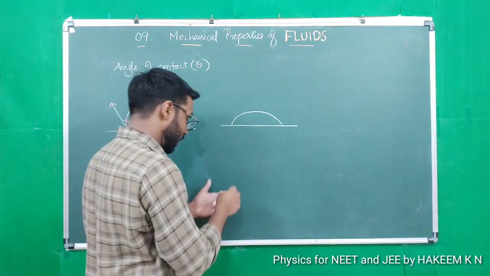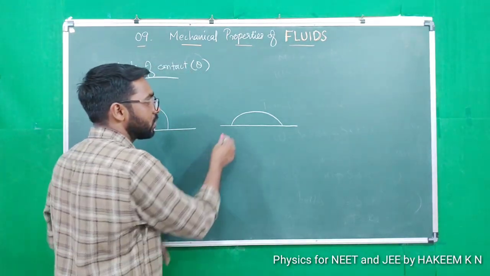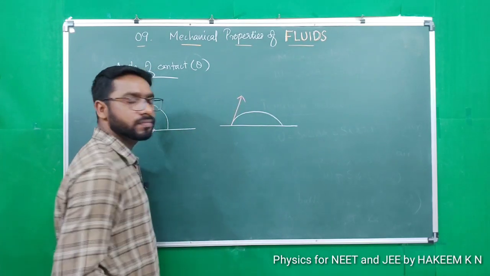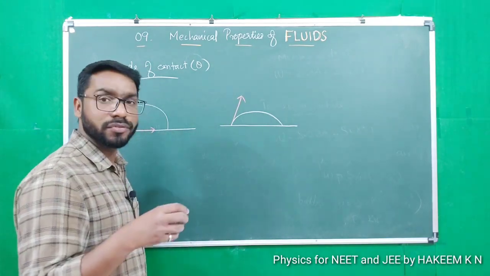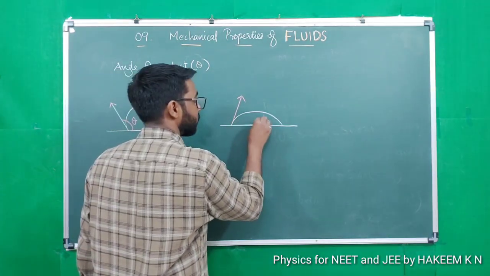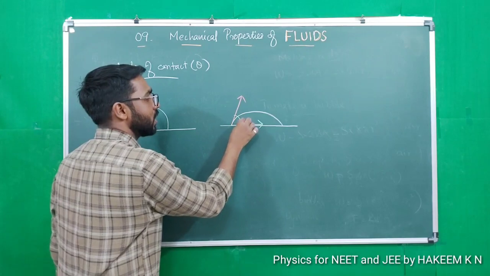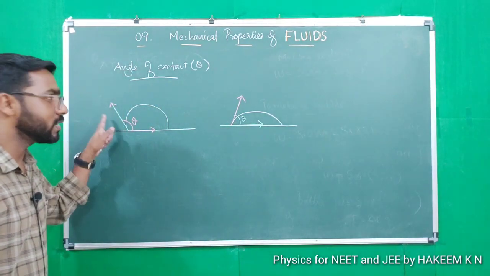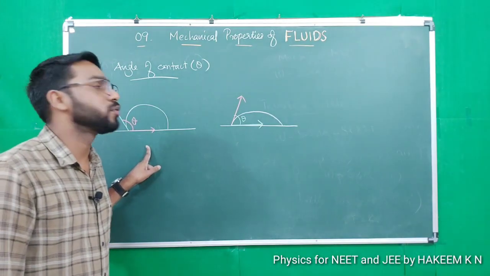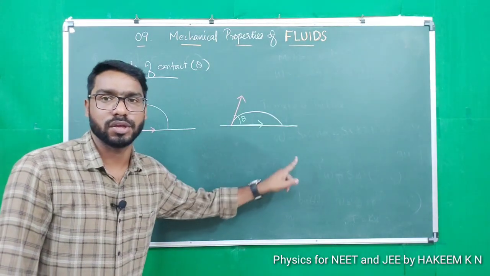Okay, here also we can draw the angle of contact. Tangent of the liquid surface at the point of contact and tangent of the solid surface at the point of contact inside the liquid. Here this is the angle of contact. Here theta is greater than 90 degrees, obtuse, and here theta is acute.